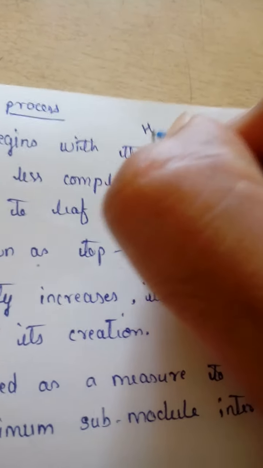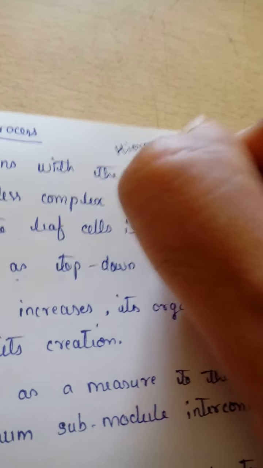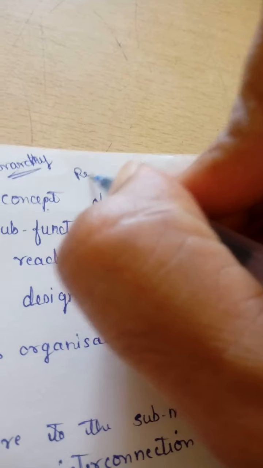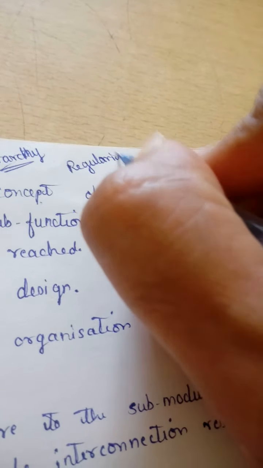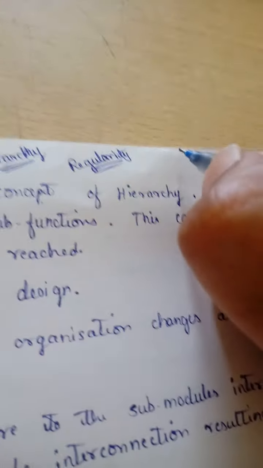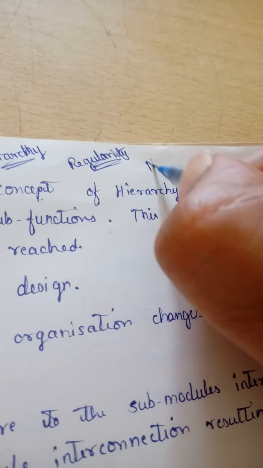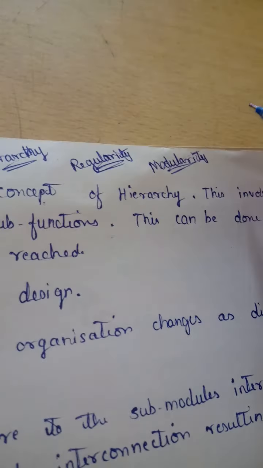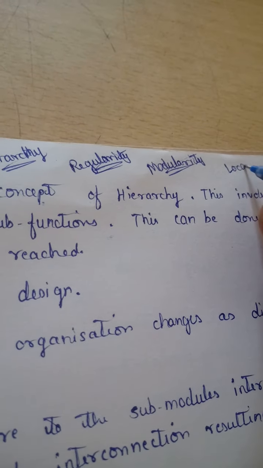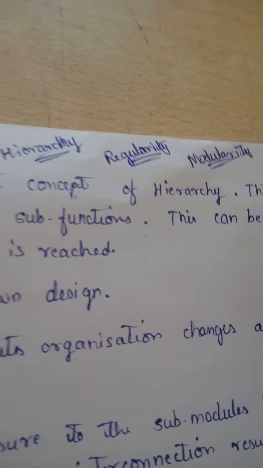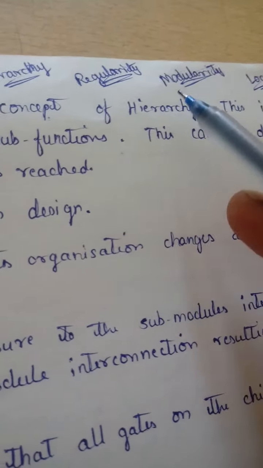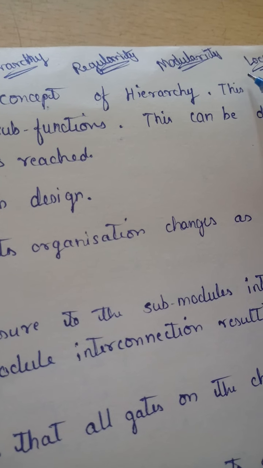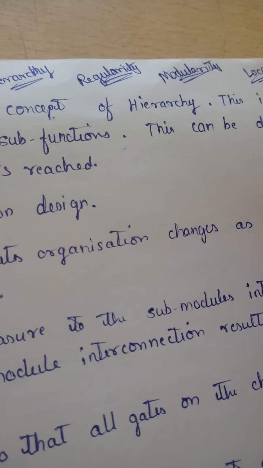One is called hierarchy. Second one is regularity. Next is modularity, and followed by lastly locality. Okay, hierarchy, regularity, modularity, and locality. So these are the techniques which are used for reducing the complexity of IC design.